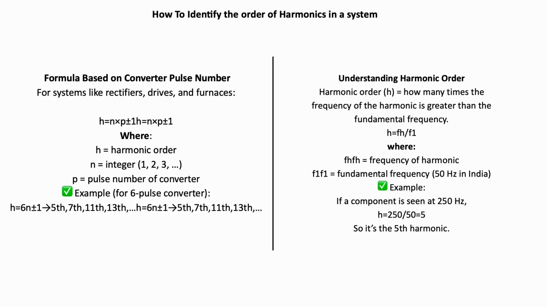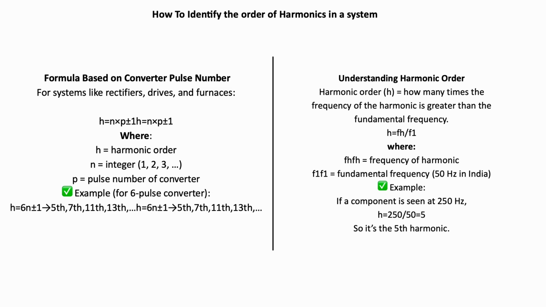The harmonic order simply means how many times the frequency of that harmonic is greater than the fundamental. The formula is h equals fh by f1. If the fundamental frequency is 50 Hz and a component is found at 250 Hz, then 250 divided by 50 equals 5. So that's the fifth harmonic.